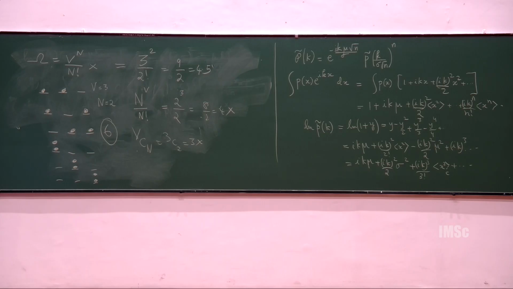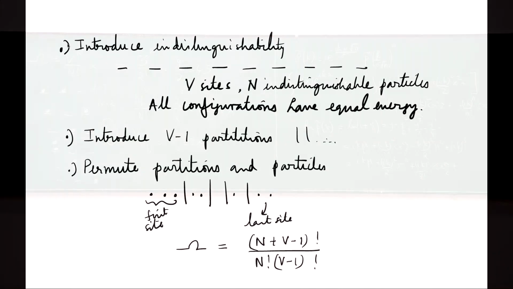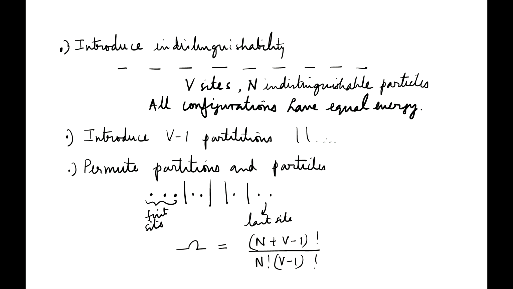So there are V sides, n indistinguishable particles, this is the statement of the problem. So what is the standard way of doing this? You take these n particles, you add V minus 1 partitions to them. Then you permute these partitions and the particles. So a particular configuration looks like this: particle, particle, particle, partition, particle, particle, partition, partition, particle, partition, partition. All these particles I'll put in the first side, this in the second side, third side, fourth side, and last side. So that was the way of counting.